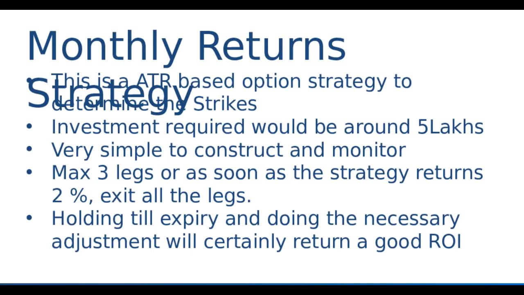But again, you'll understand. You'll know what the max profit is as soon as you construct the strategy. As soon as you construct the strategy, you'll know, okay, fine, this is the maximum amount that I'm getting. So if that maximum amount is somewhere around 4%, once you see 50% of that, that is 2%, get out of the trade. You can construct another one.